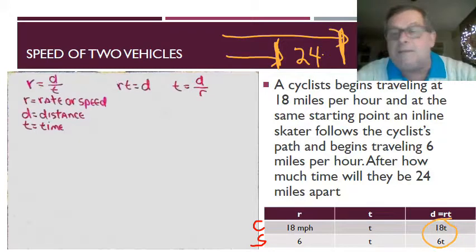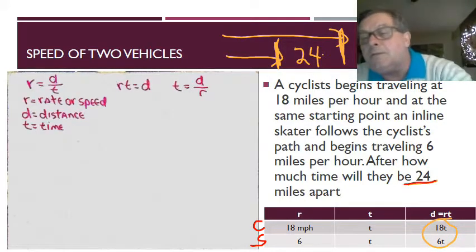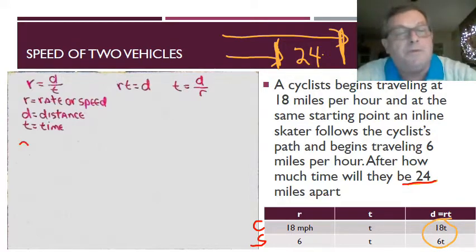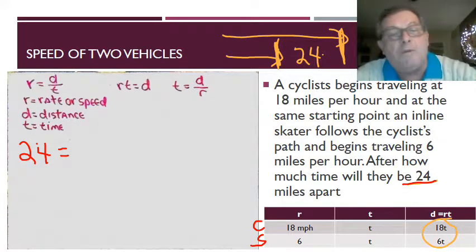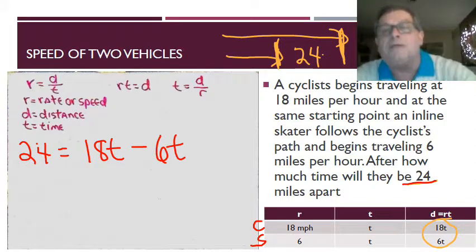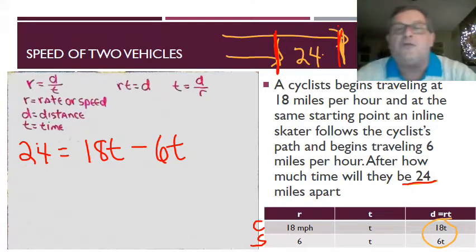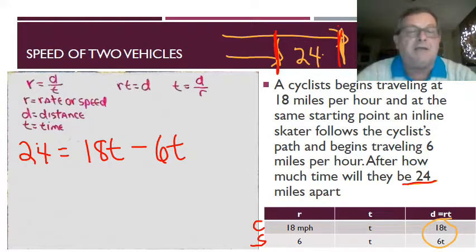So we've got D. When we know what D is going to be, let me put this in a different color, D is going to be 24 miles. That's how far we want to know when they're apart. And we've got one going at 18T, 18 miles an hour over a given period of time. And I'm going to then subtract this 6T because, again, I'm looking for this point right here. I'm looking for the difference in the distance that they had traveled.